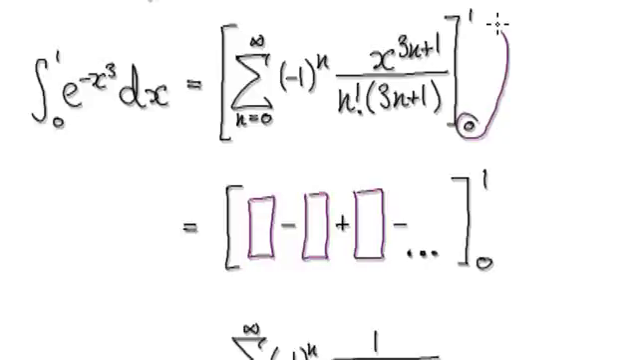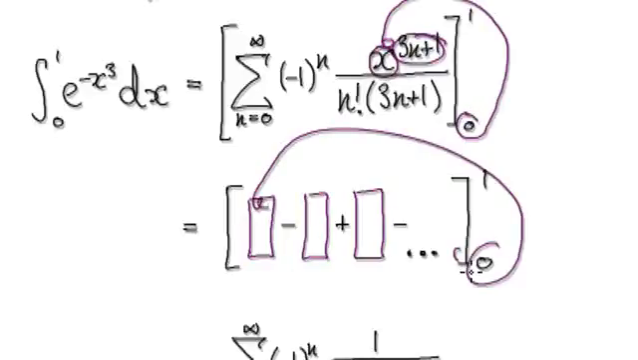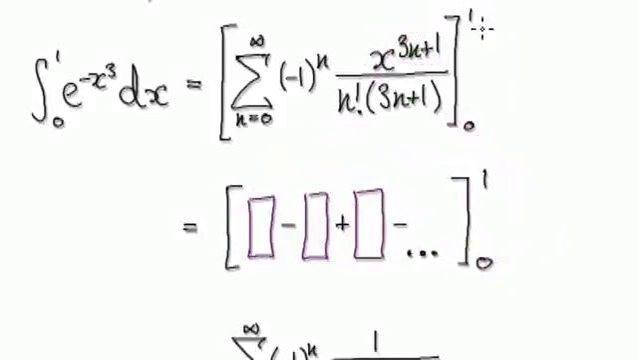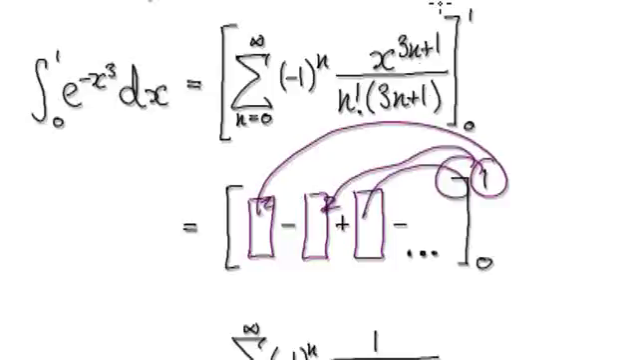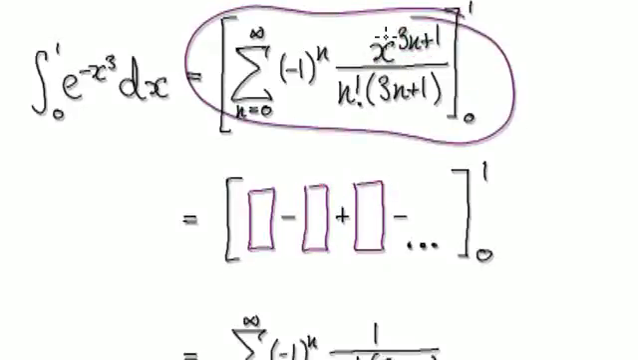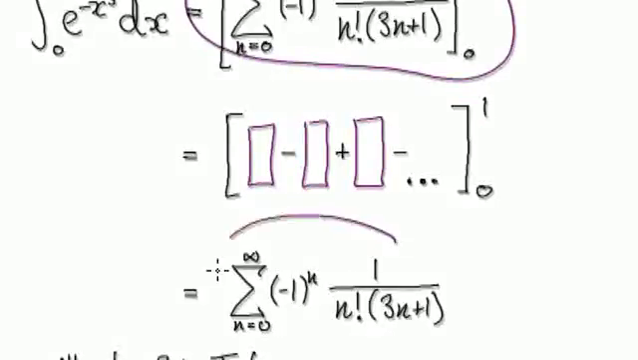When you put 0 into here, 0 to the power of anything will always be 0. So when you put 0 into here, everything will be 0. And then when you put 1 into here, 1 to the power of anything will be 1. And so on. This whole thing here would then be this.